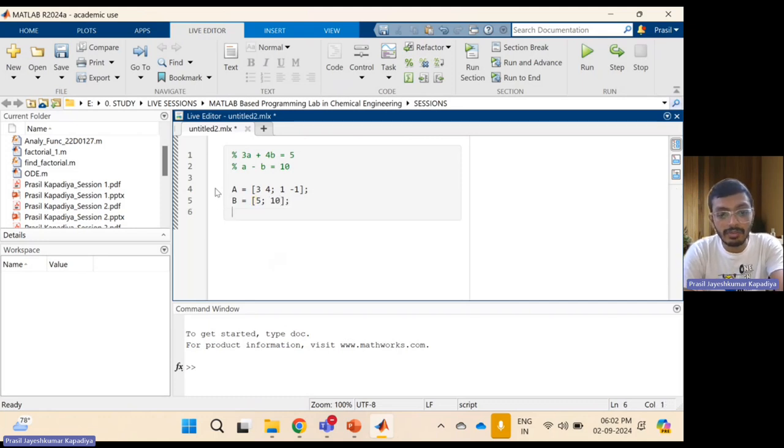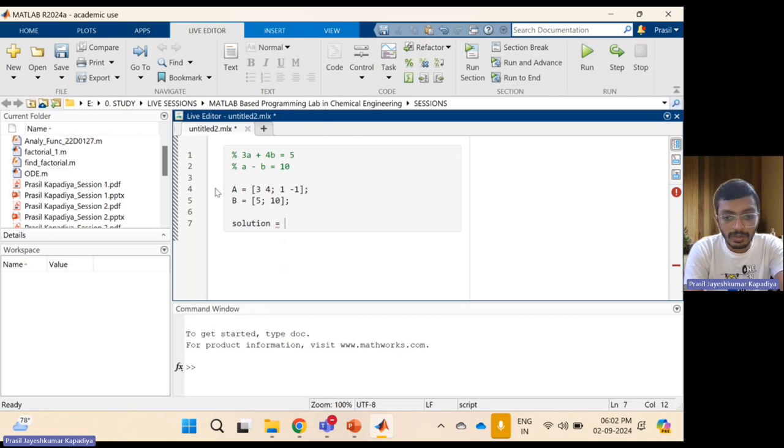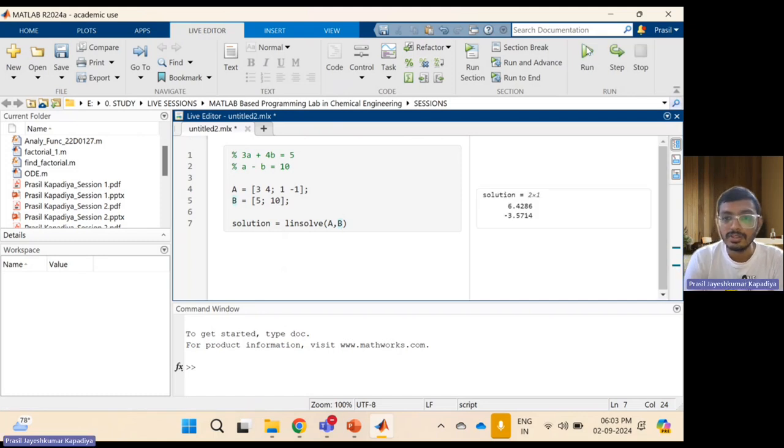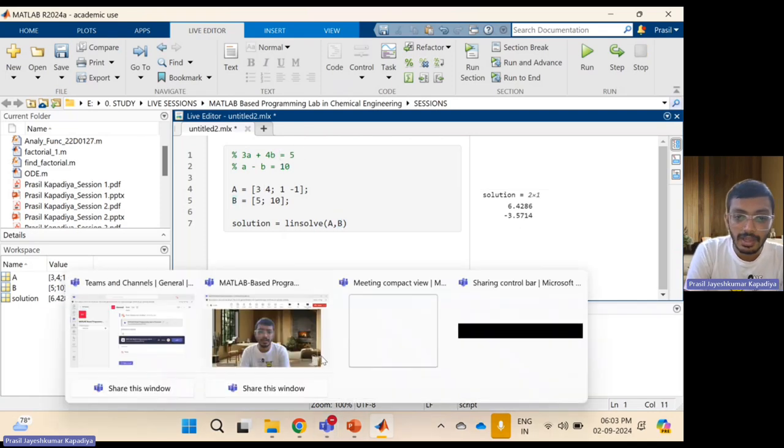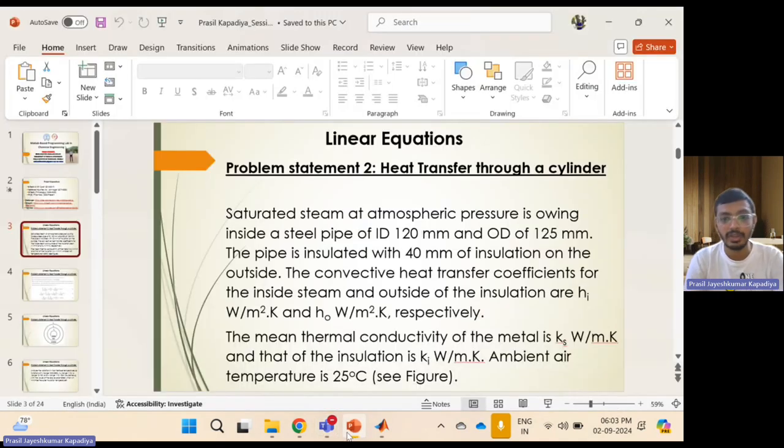Now to solve this, I will write solution is equal to linsolve of A comma B, and I will run this. When I run this, I will get the solution. See, I got the solution as minus 6.43 and minus 3.57. This is the kind of equation that we have checked last week.